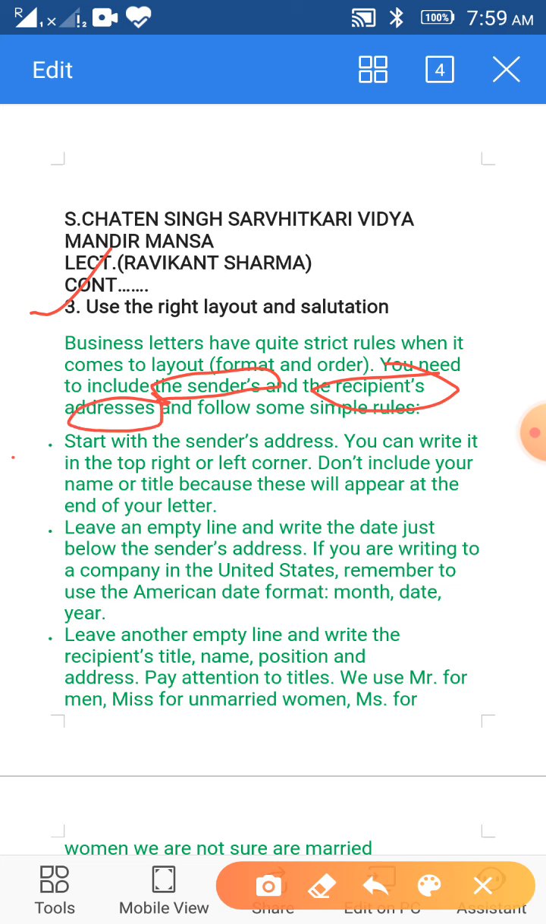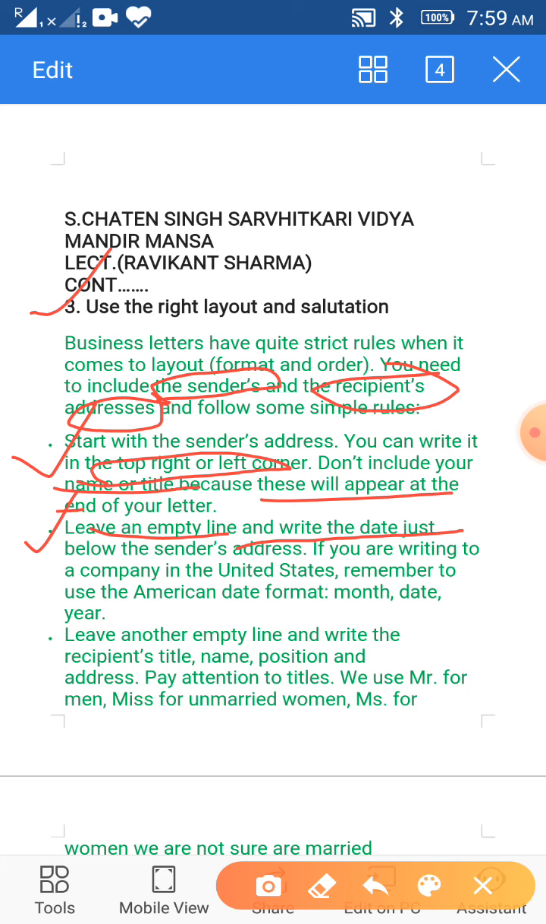First of all, start with the sender's address. You can write it in the top right or left corner. Don't include your name or title because these will appear at the end of your letter. Leave an empty line and write the date.